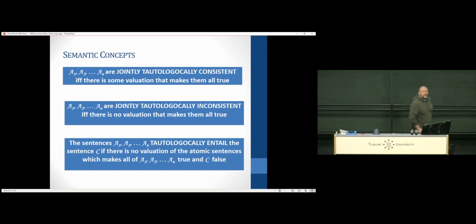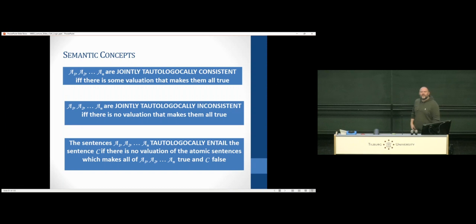The top two. We have some sentences, A1 through AN, that are jointly tautologically consistent if and only if there's at least one valuation that makes them all true. What does that look a hell of a lot like? Consistency. Very good. So some sentences are jointly tautologically consistent if there's even one valuation that makes them all true. Possible to make them all true. Similarly, some sentences are jointly tautologically inconsistent if there is no such valuation.